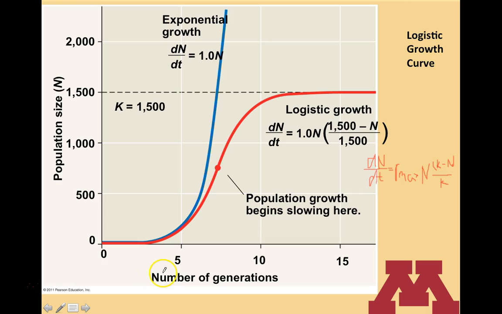So in this graph, we still have the x-axis as the number of generations and the y-axis as the population size. The blue curve represents the exponential growth, and the red curve represents the logistic growth. As we can see, the logistic growth curve is S-shaped, a sigmoid curve. So these two curves are different.